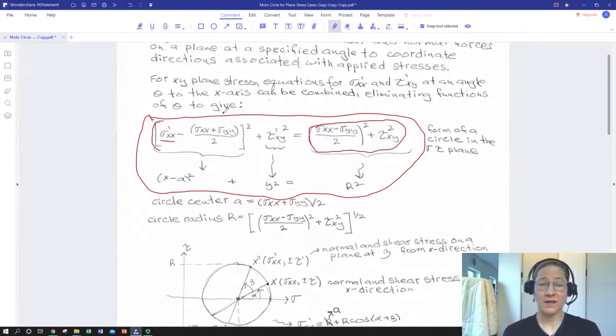Now it could be xy. This particular equation is referencing the xy plane, so we have xy plane stress. It could be xz, could be yz. So as long as it's plane.